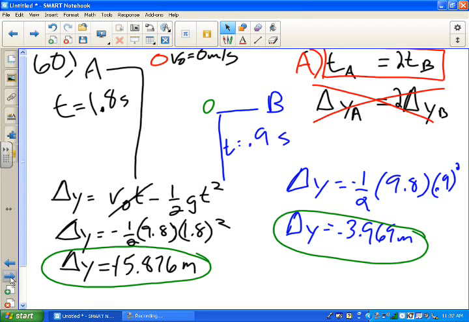Intuitively, we would think it'd be 1/2, but it's not, because the acceleration is in meters per second squared. That squaring throws everything off.